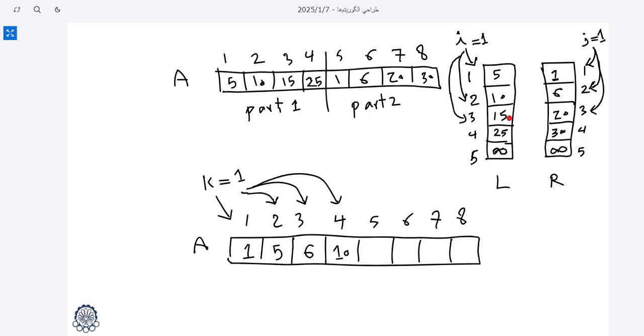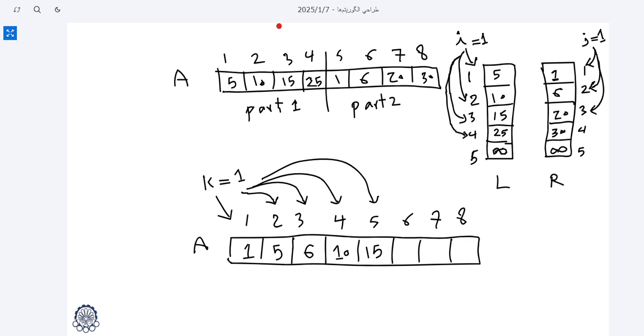Then we compare 15 and 20. Whichever is minimum is copied to array A. Here 15 is minimum, so 15 is copied to the array. The index of k is increased. The index of i is also increased.